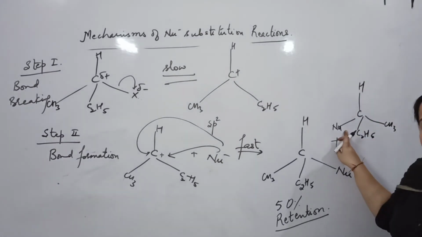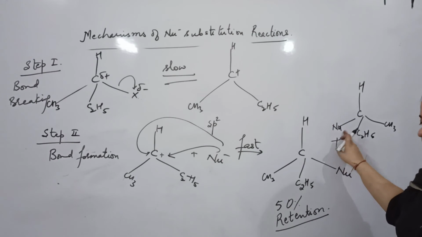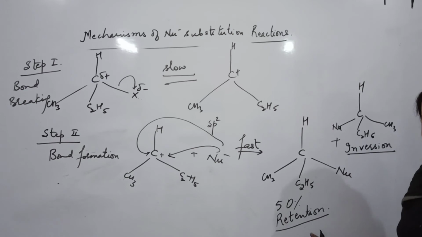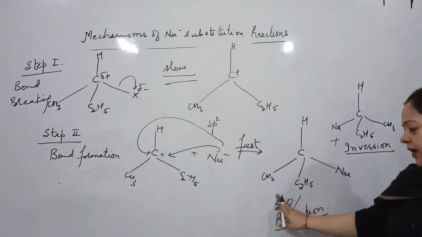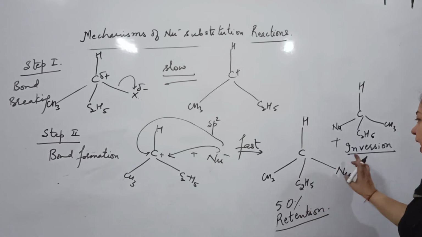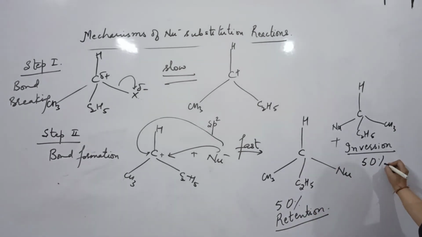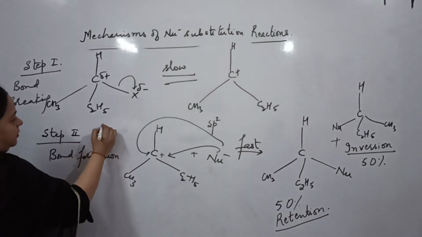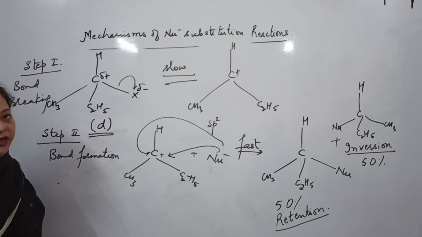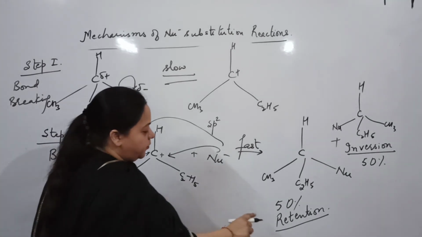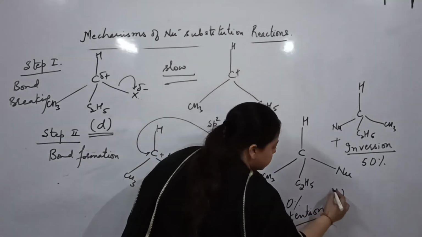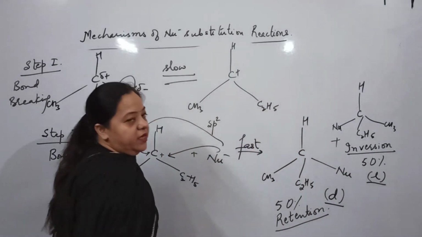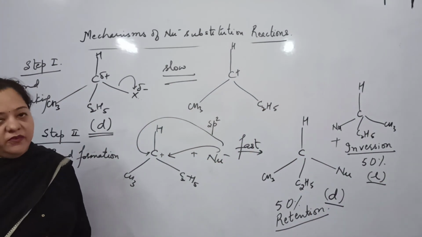And as here, the nucleophile is on the opposite side, this leads to inversion of configuration. So 50% of the product is obtained by the retention of configuration and 50% of the product is obtained by the inversion of configuration. If we start with D configuration of haloalkane, then this product with retention of configuration is in the D configuration, and this with the inversion of configuration is in the L configuration, or vice versa.